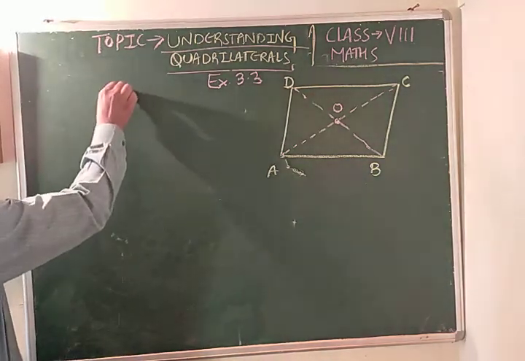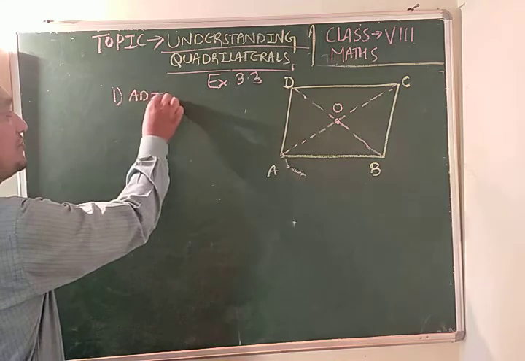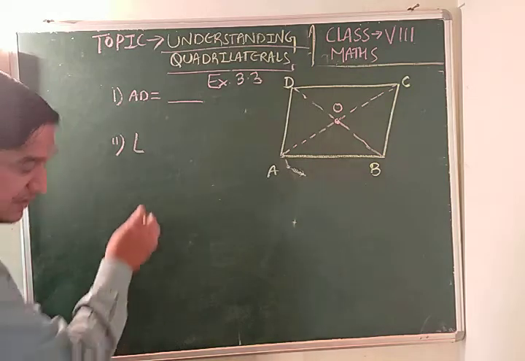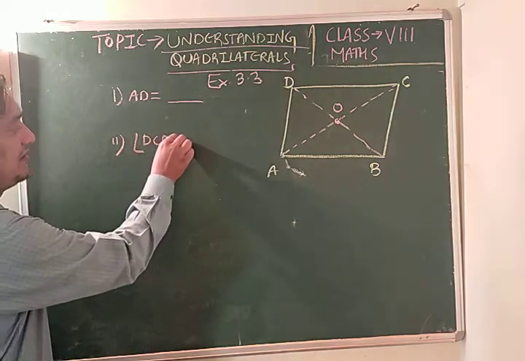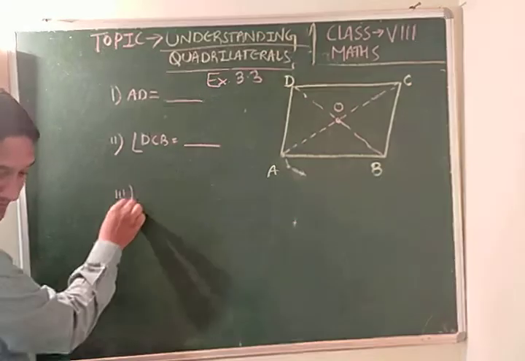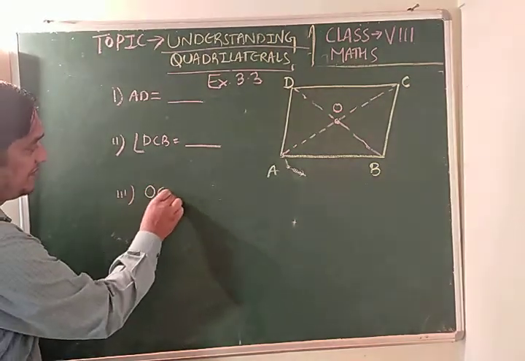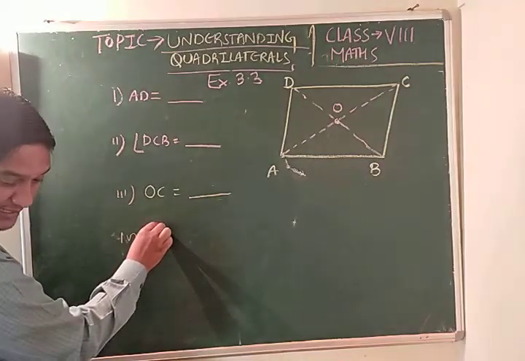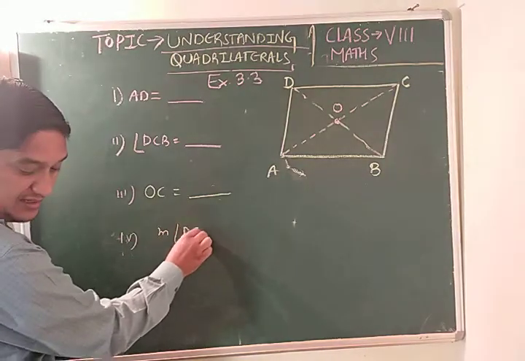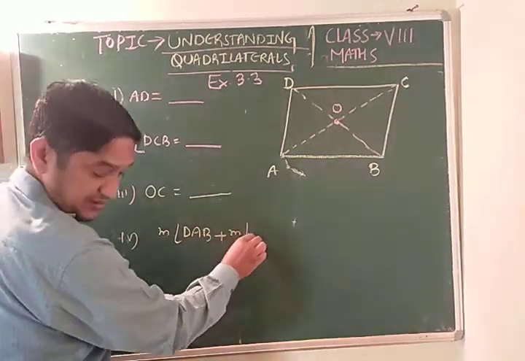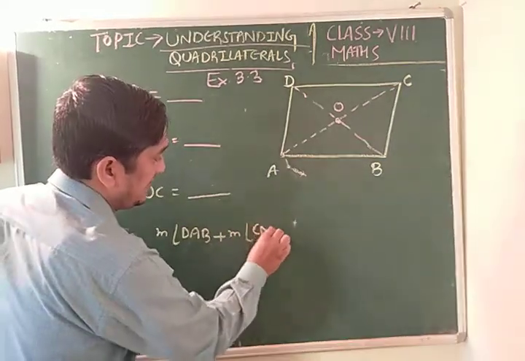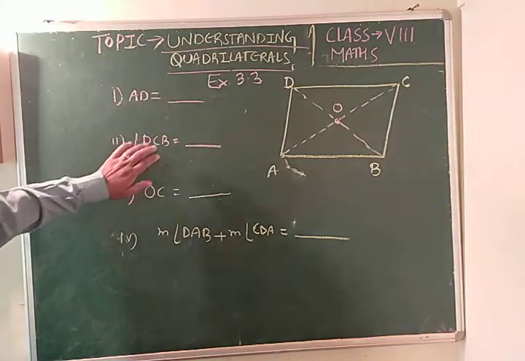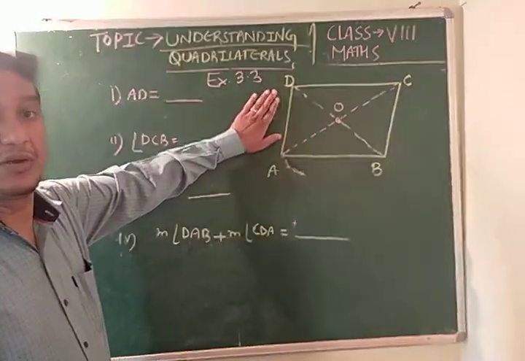First part is AD equals to dash. Second part, angle DCB equals dash. Third part, OC equals to dash. Fourth part, angle DAB plus angle CDA. Now children, we have to complete these statements according to the properties that we use for the parallelogram.